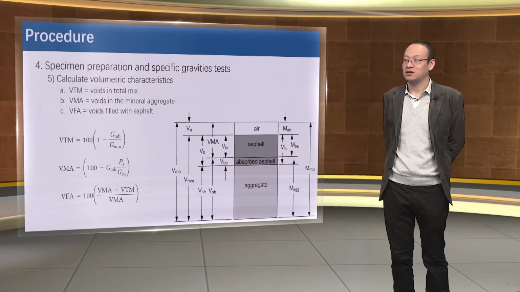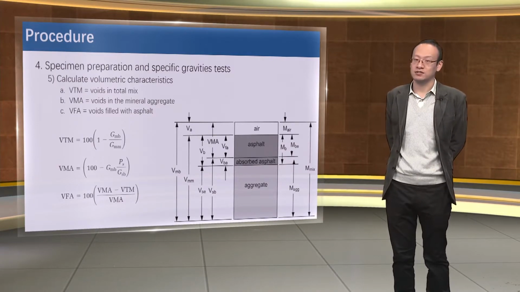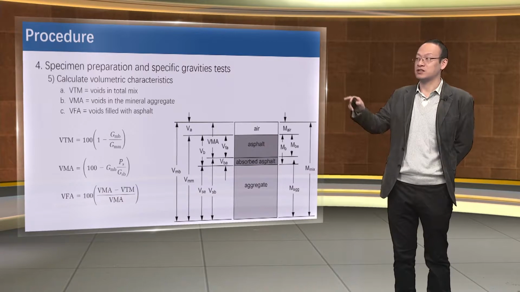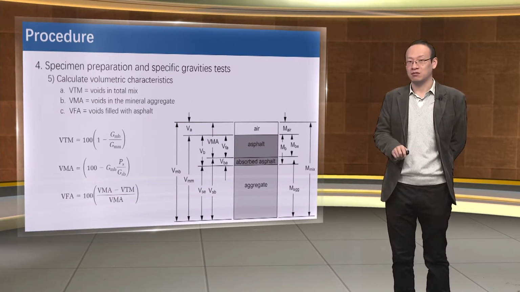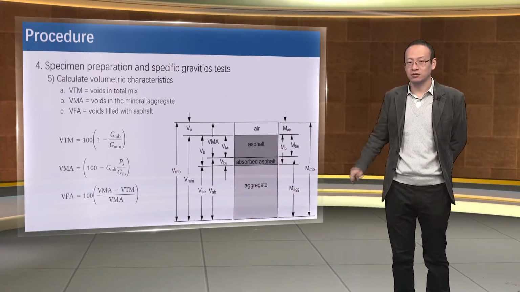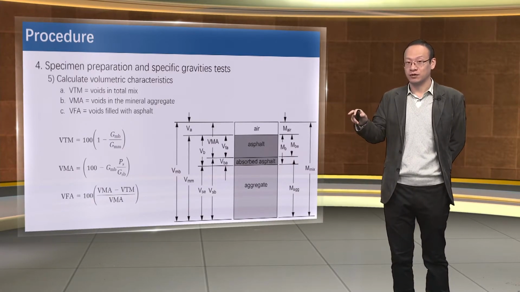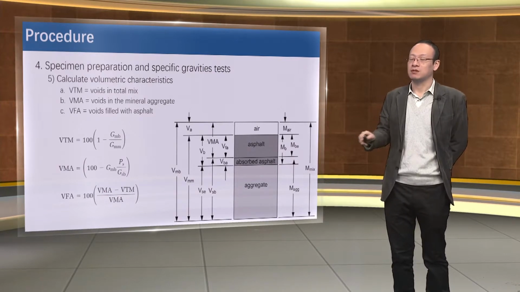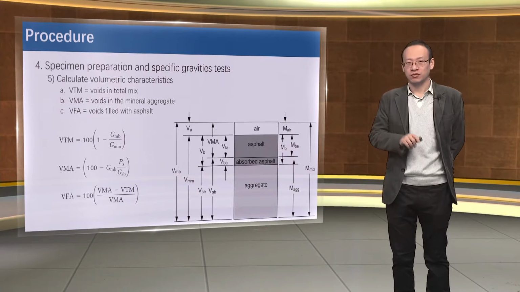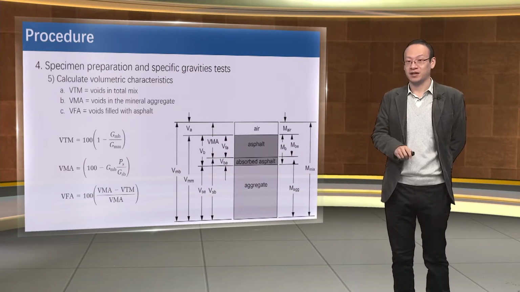The 5th step of step 4 is to calculate volumetric characteristics. The first volumetric characteristic is VTM, or air voids. It's the voids in total mix, which is the volume of the air over the volume of the mixture. The second one we call VMA, which is the voids in the mineral aggregate, which is the volume of the air and the free asphalt over the volume of the total mix. The third one we call VFA, the voids filled with asphalt, which is the volume of free asphalt over the volume of VMA.